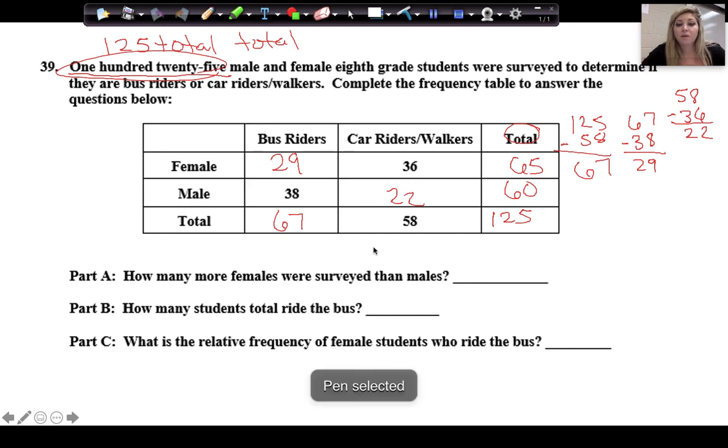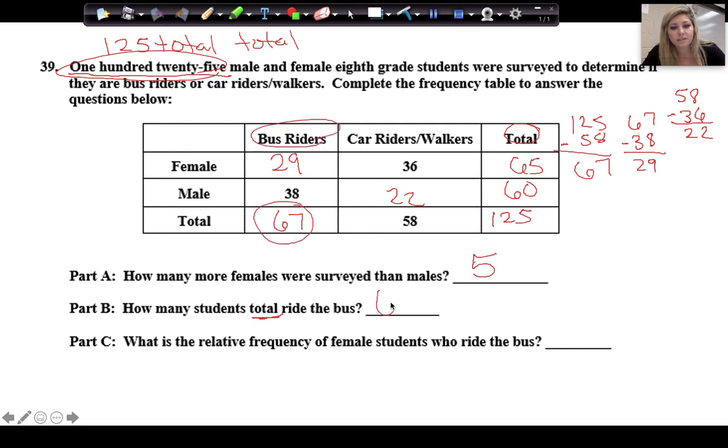Okay, and then how many more females were surveyed than males? So we have 65 females and 60 males, so 5 more females than males were surveyed. How many students total ride the bus? So we go to bus, and the total is 67.